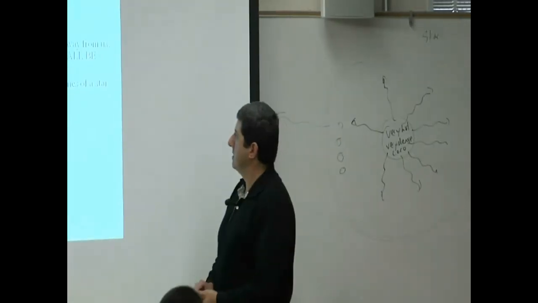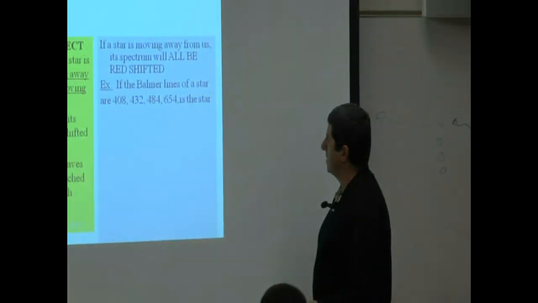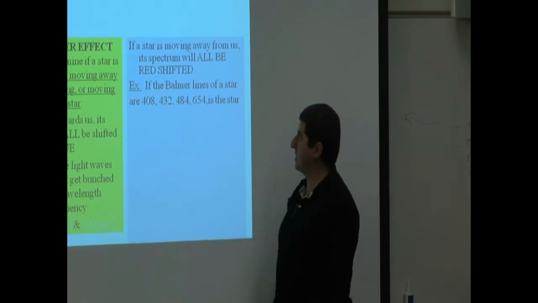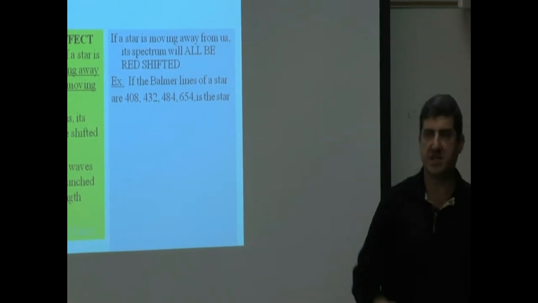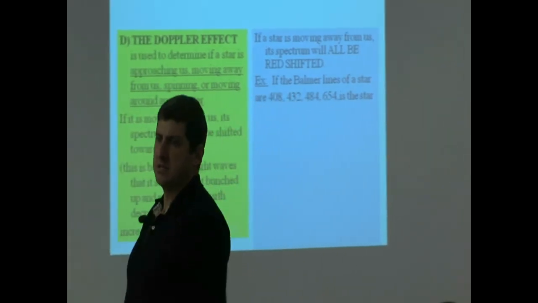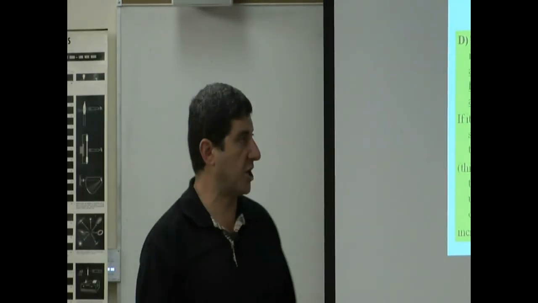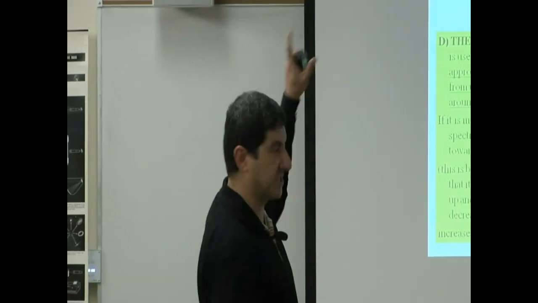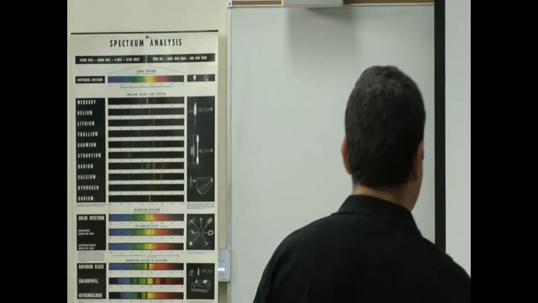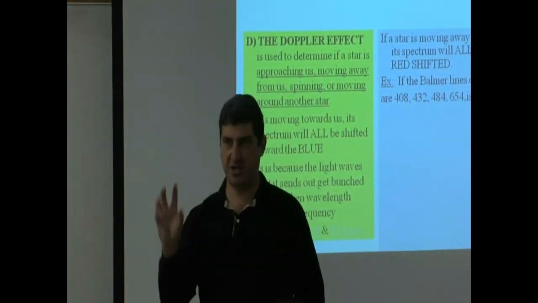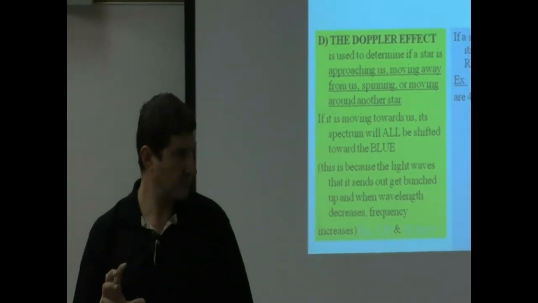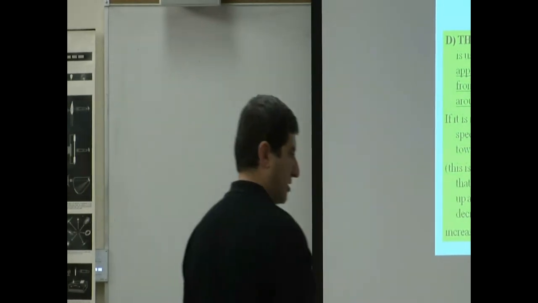Example, if the Balmer lines of a star are showing 408, 432, 484, 654 nanometers. So let's say you're studying a star's spectral lines, and you notice that the spectral lines of that star are 408, 432, 484, 654. Is that star approaching you, or is that star moving away from you? In order to answer this question correctly, you have to already have memorized the Balmer lines of a stationary star, a star that is at rest. So what are the Balmer lines of a stationary star? Look at the previous page.